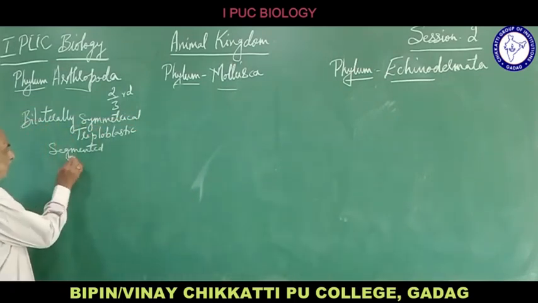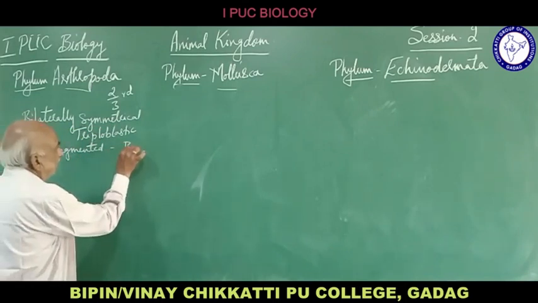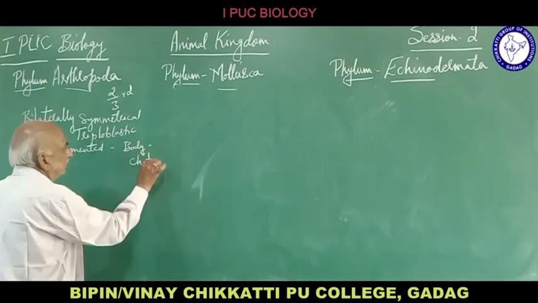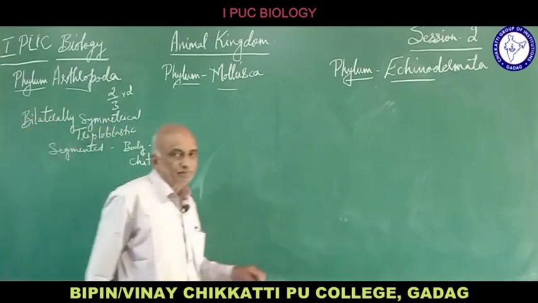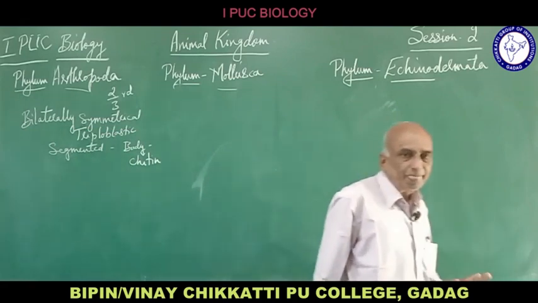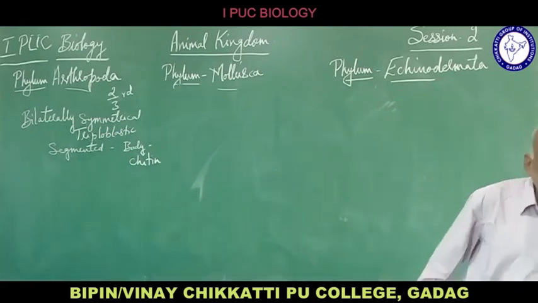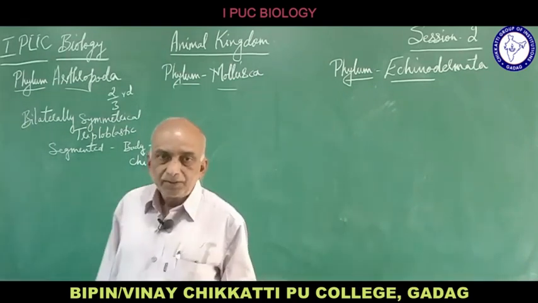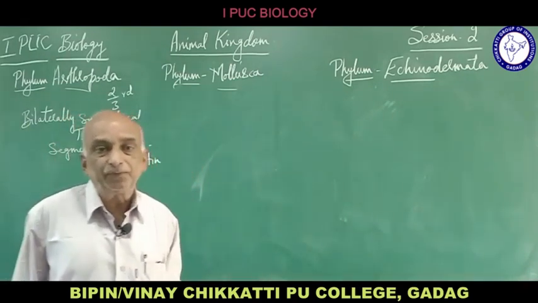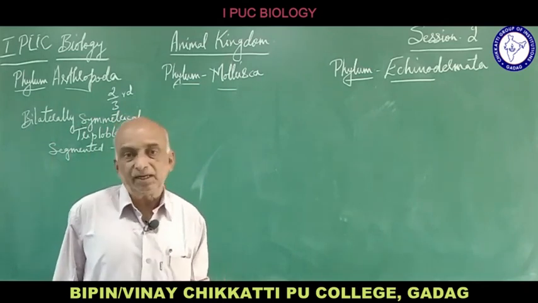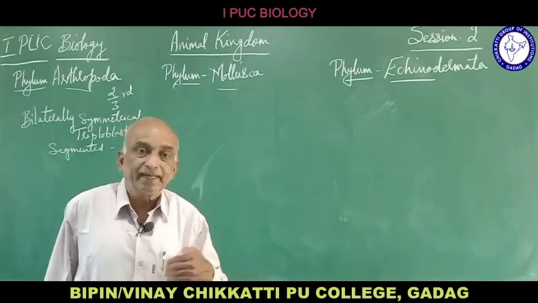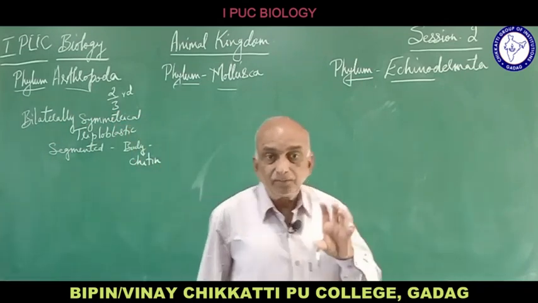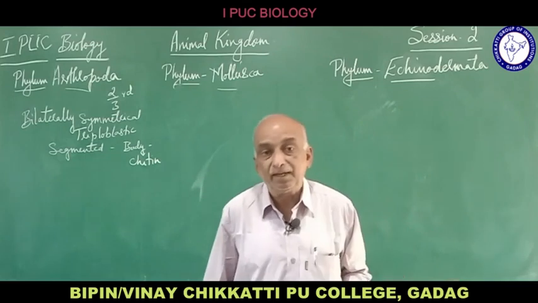Then the body is covered by an exoskeleton which is called chitin. The surface of the body is having a hard material, and it forms the skeleton of the body. As it is present on the outer part of the body, it is called exoskeleton. Endoskeleton means inside. The bones which are present inside our body form the skeleton, so it is endoskeleton.